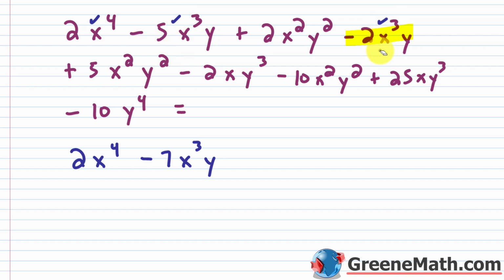Let's get rid of that and get rid of that. So then I'm going to look for x squared. So it looks like I'm going to have this 2x squared y squared, this 5x squared y squared, and this negative 10x squared y squared.